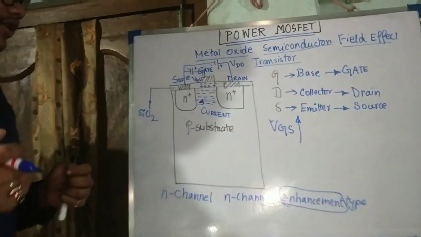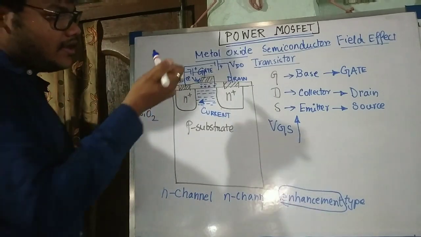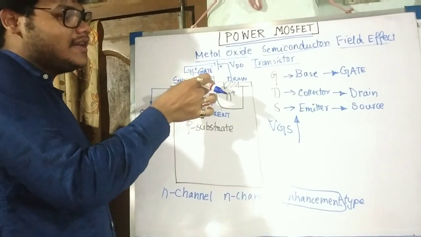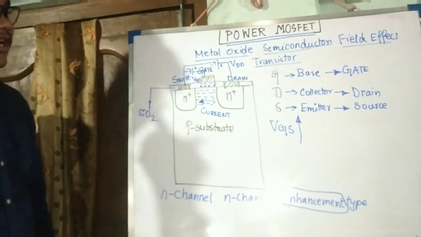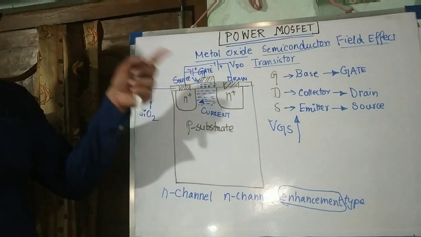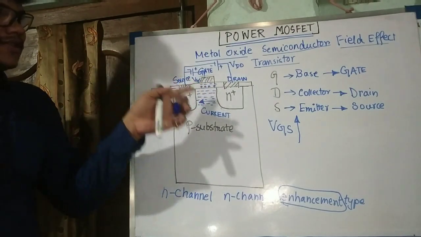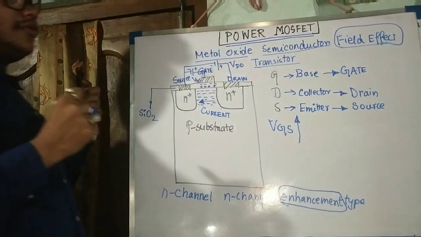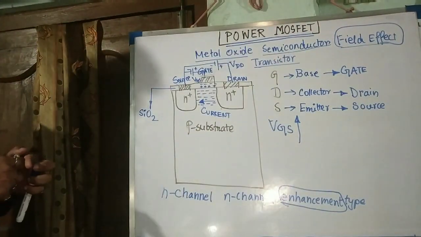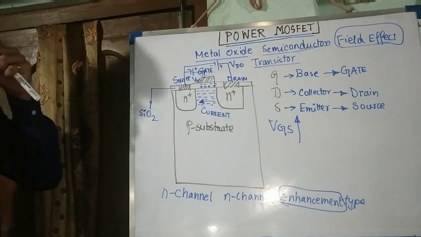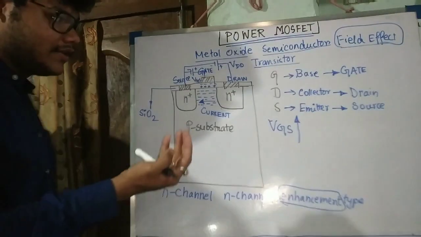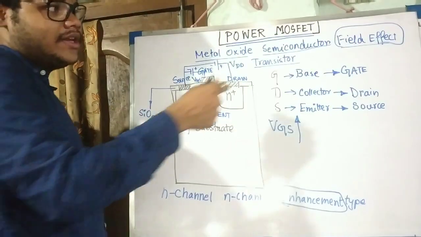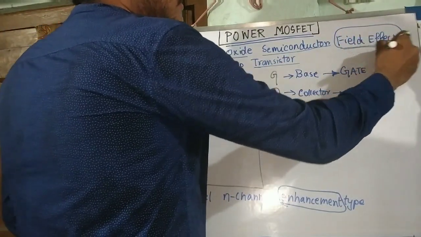Now let me summarize the working principle. You are applying some gate to source voltage, then an electric field is established. As the electric field is established, this is called the field effect transistor, as the current flow is due to this electric field. Why? This electric field enables the channel growth. That's why this is called field effect transistor.